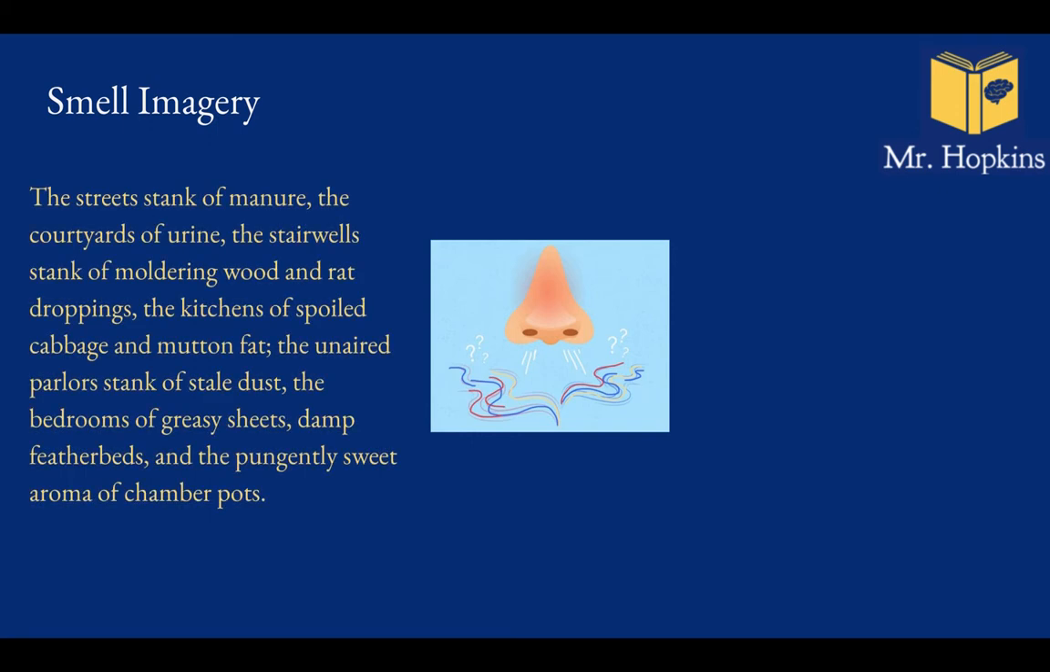The next is smell imagery. This whole excerpt: the street stank of manure, the courtyards of urine, the stairwell stank of mouldering wood and rat droppings, the kitchens of spoiled cabbage and mutton fat, the unaired parlours stank of stale dust, and the bedrooms of greasy sheets, damp feather beds, and the pungently sweet aroma of chamber pots. So lots of descriptive language. There's strong verbs like stank. There's really good adverbs like pungently. There's lots of adjectives: greasy, damp, unaired.